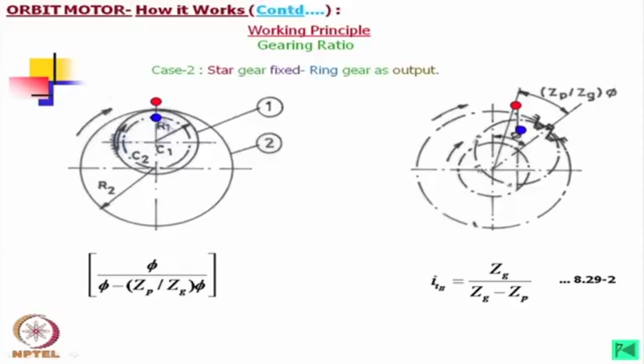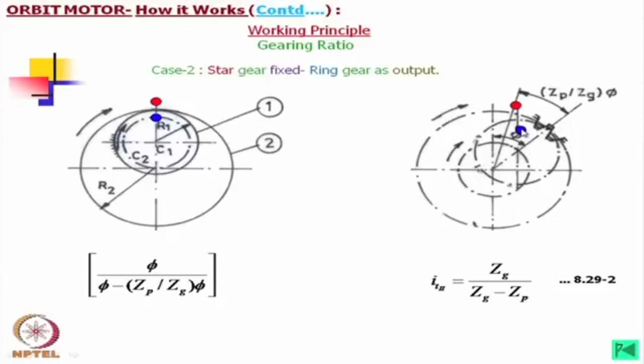like the earlier case, we have again taken these 2 points. In this case, the inner member we have brought back to this position. So, the outer member has rotated by this much angle, (Zp minus Zg) by Zp into phi. This means R1 by R2 by phi. Okay. So, definitely this angle must be less than this angle, because this arc length, when it covers this larger circle, will rotate by a smaller angle.